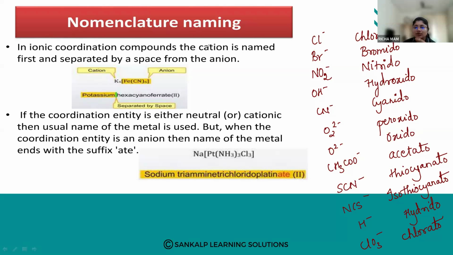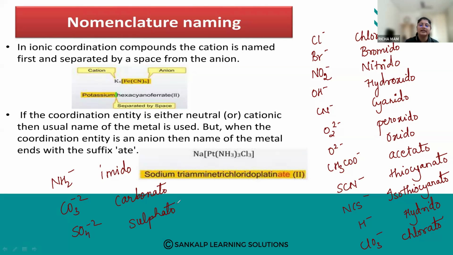So ClO2 minus is chlorito. Next, NH2 minus is imido. Then CO3 2 minus is carbonato. Then SO4 2 minus is sulfato. Is it clear?